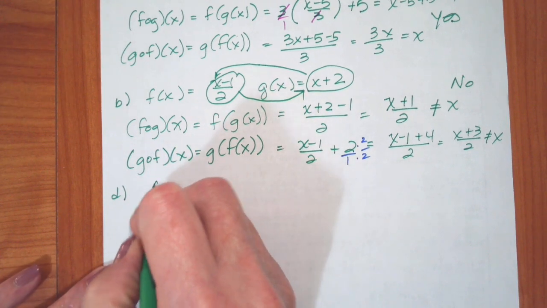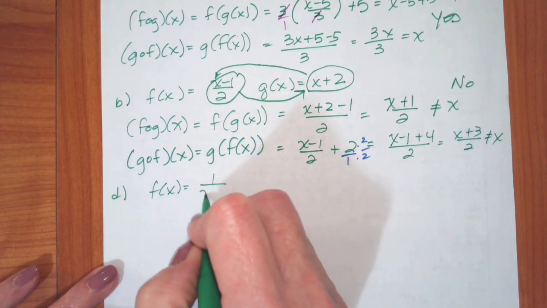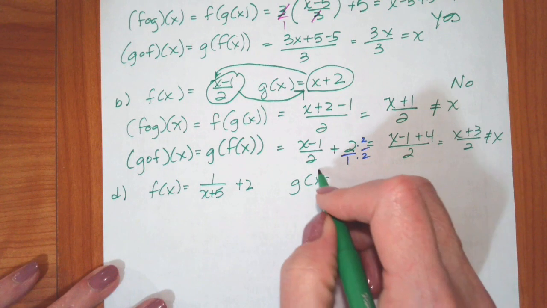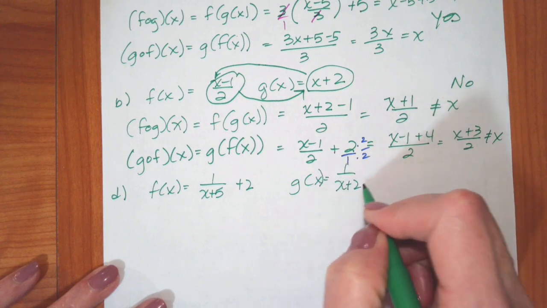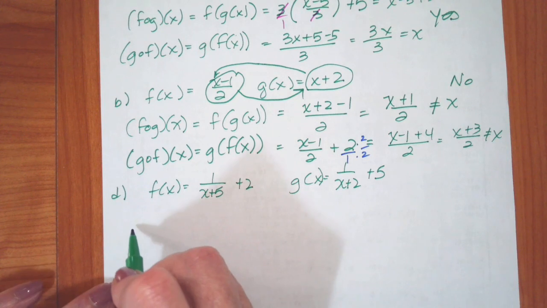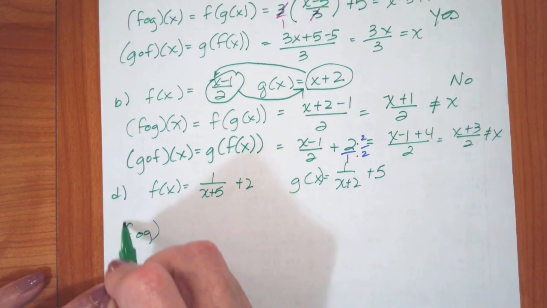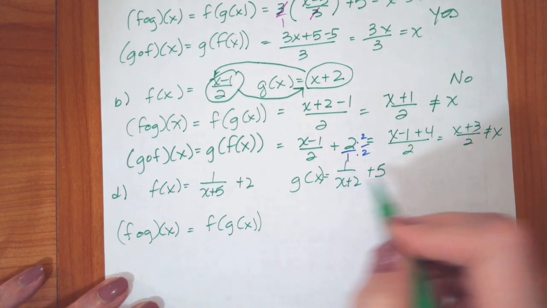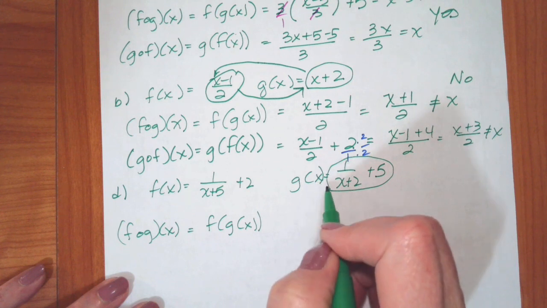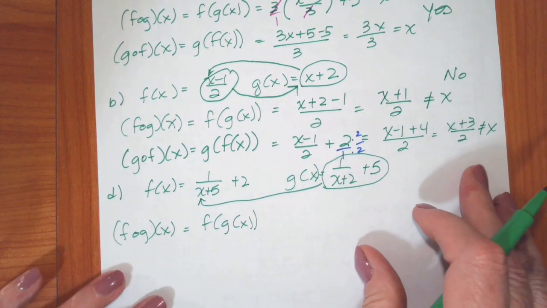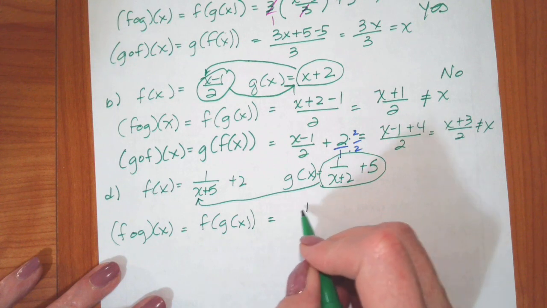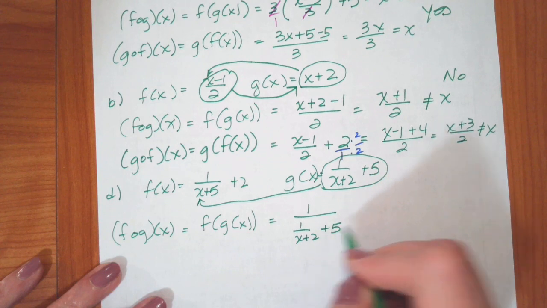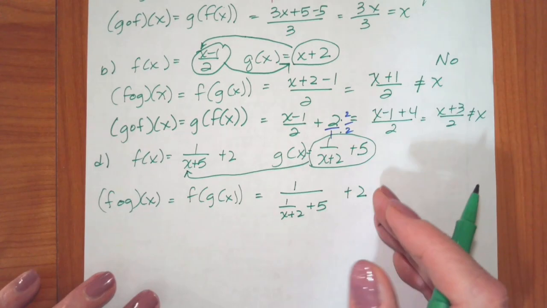All right, for D, f of x equals 1 over (x plus 5), plus 2, and g of x equals 1 over (x plus 2), plus 5. Okay, so I want to do f∘g of x, which is the same thing as f of g of x. So that means I'm going to take this whole thing and put it in for x. That gives me 1 over (1 over (x plus 2) plus 5), plus 2. Okay, I'm going to have to do a little work on this one.